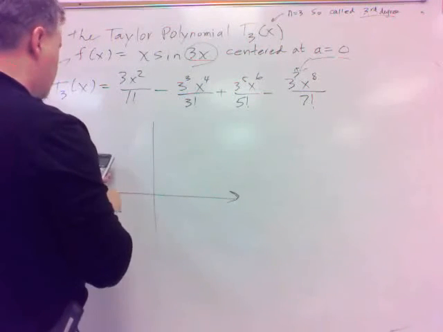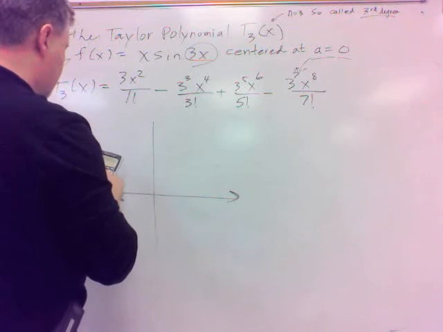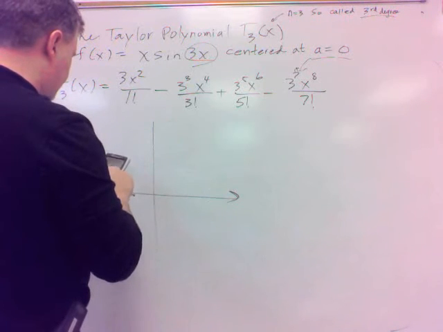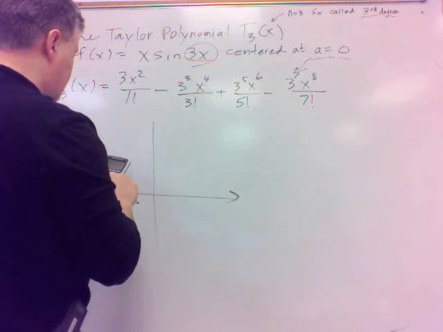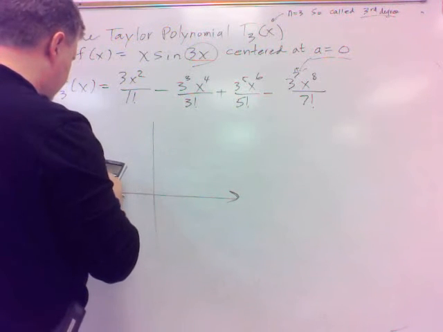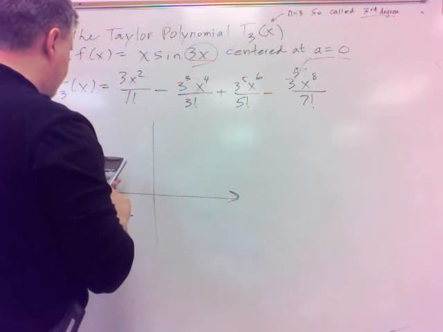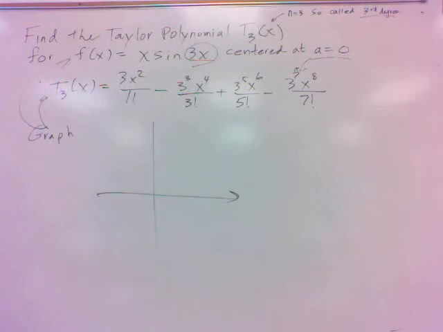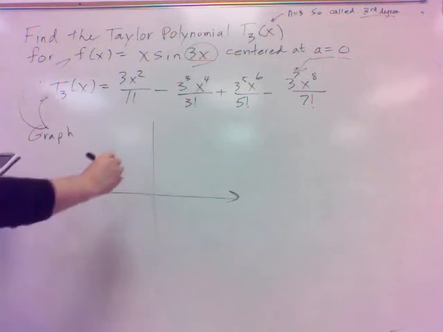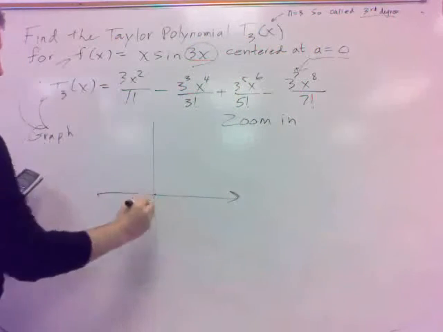And then minus 3 to the 7th x to the 8th, divide that by 7 factorial. I'm just going to put 7 factorial. And then graph. You may have to do a little zooming. Zoom in at 0 there.